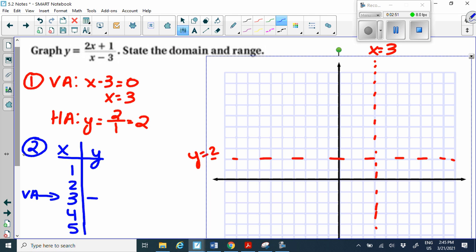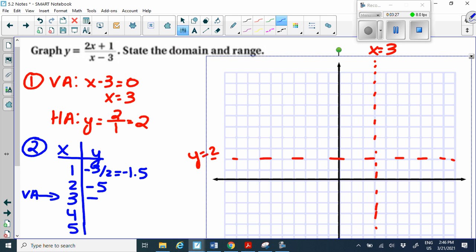Okay, plugging in 2, and now notice we have to plug 2 into two places because we do have two x's. So we will have 2 times 2 plus 1. So that's 4 plus 1, which gives us 5. And then 2 minus 3 gives us negative 1. So we have 5 over negative 1. That gives us negative 5. Okay, now I plug 1 into there. So I have 2 plus 1, that's 3. 3 over 1 minus 3, that's negative 2. So basically negative 3/2, or we can also write it as a decimal, negative 1.5.